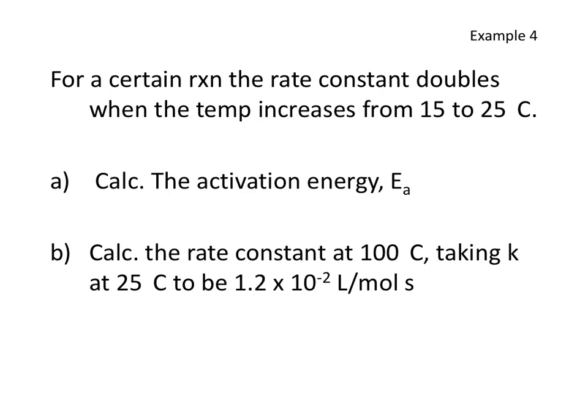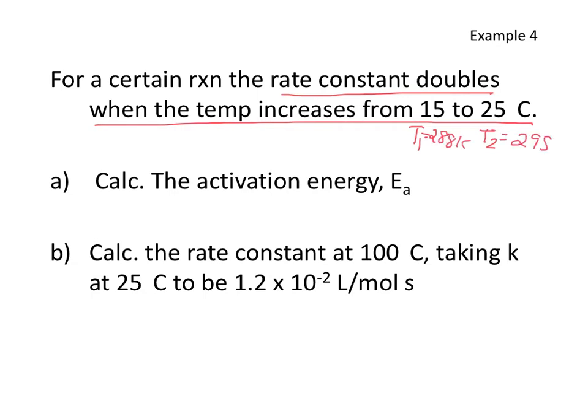So hopefully you can see a couple things here. The rate constant doubles when temperature increases from 15 to 25. So if this is T1, this is T2. Let's make sure that we convert it right now to Kelvin so we don't forget about it. 288 Kelvin and 298 Kelvin. And the fact that we are given that the rate constant doubles basically tells you that if the first rate constant was k1, then k2 is going to be twice k1. In other words, the relative relationship between k2 and k1 is 2. We already know that from this question.